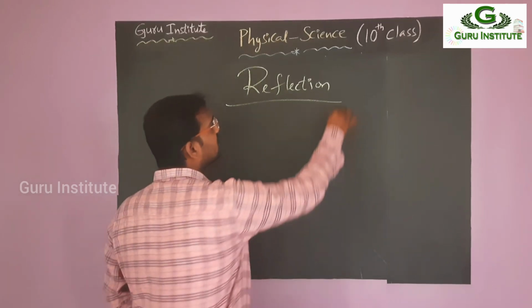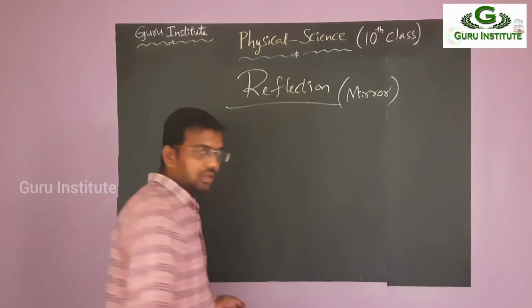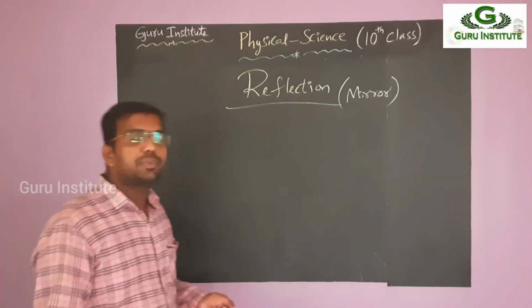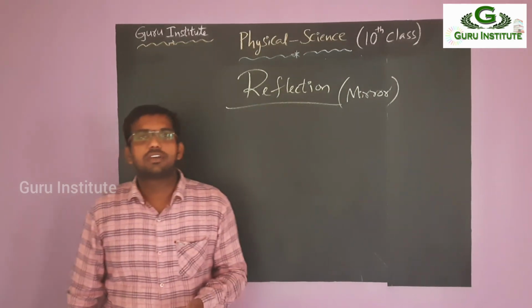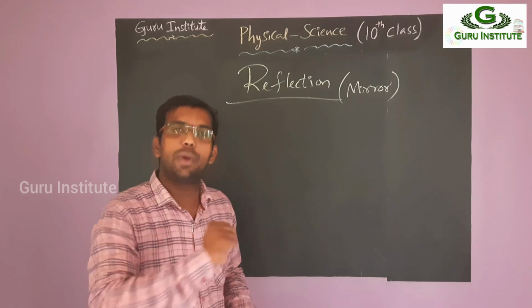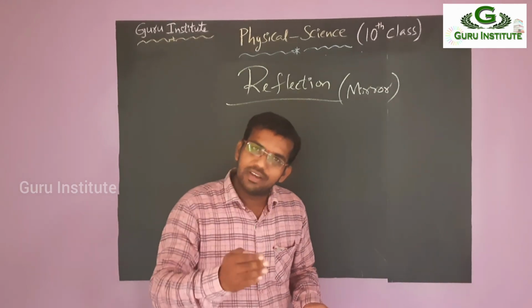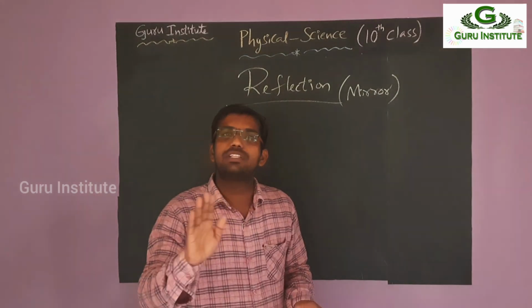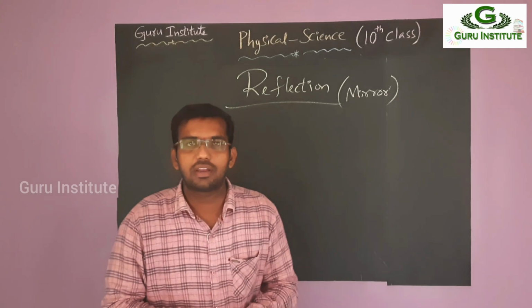The best example is what, Nana? Mirror. Okay, right. Now take a mirror. What is the difference between mirror and glass, first of all? If you take the glass, both sides are open, right? But if you take the mirror, one side is open and another side is coated with some painting. That's why we are able to see our image in the mirror, right?